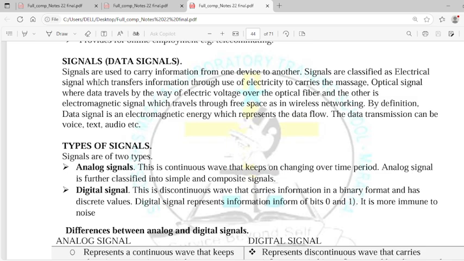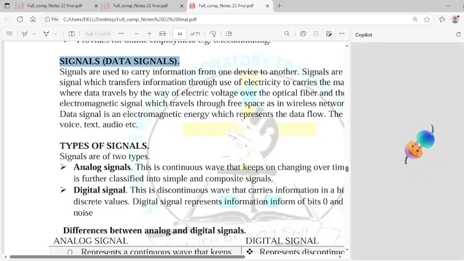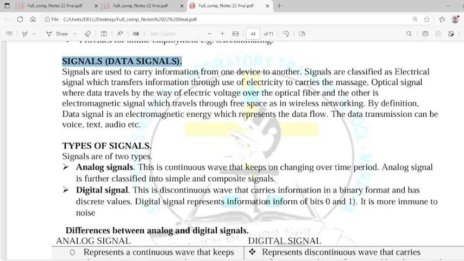Then we are looking at signals, in bracket, data signals. As an introduction, signals are used to carry information from one device to another, and they can be classified as electrical signals, which transfer information through the use of electricity, and also optical signals, where data travels by way of electric voltage over the optical fiber.